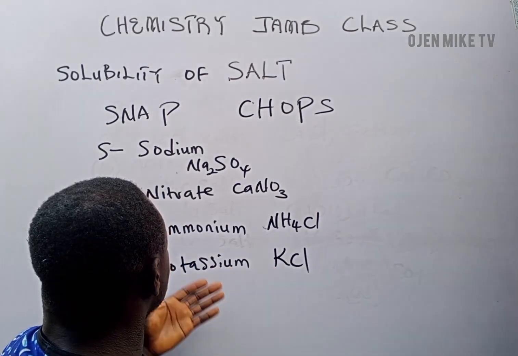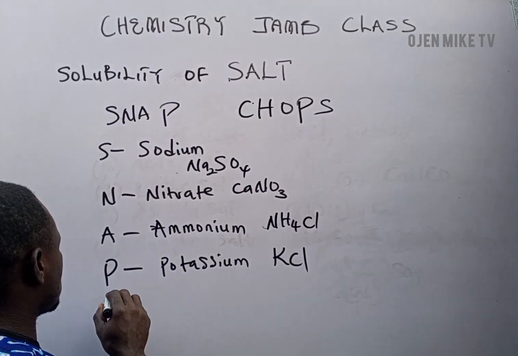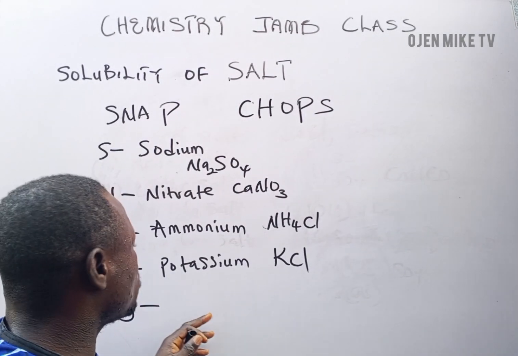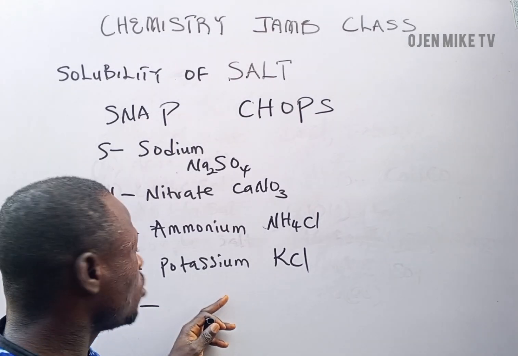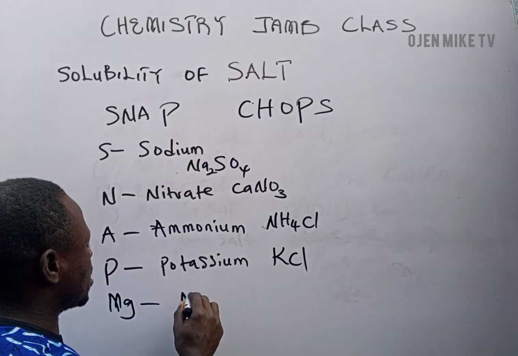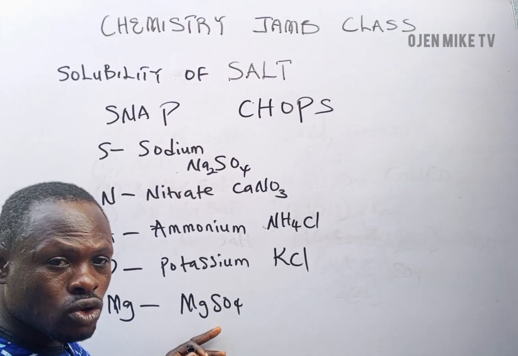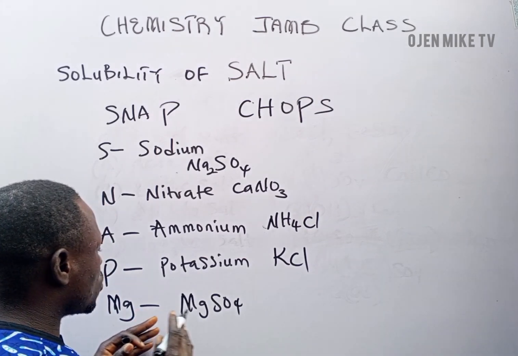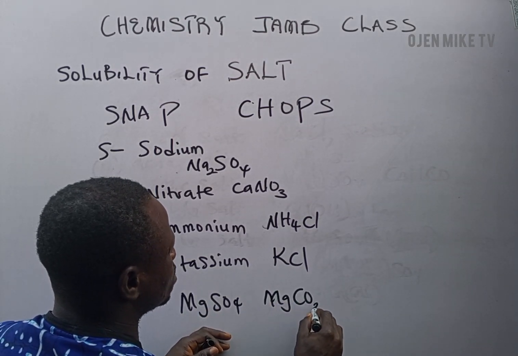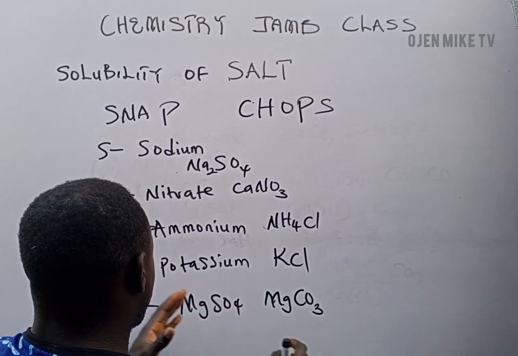If you want to know the solubility rule, this is how you are going to follow. We also have another one, magnesium. I didn't want to put magnesium here because magnesium, when you combine it with carbonate, is not soluble. Magnesium sulfate is soluble, but magnesium carbonate is not soluble. So that is why I didn't put it here.